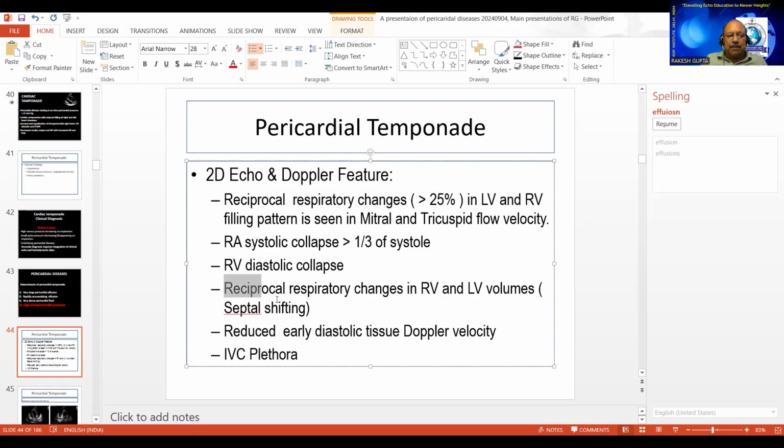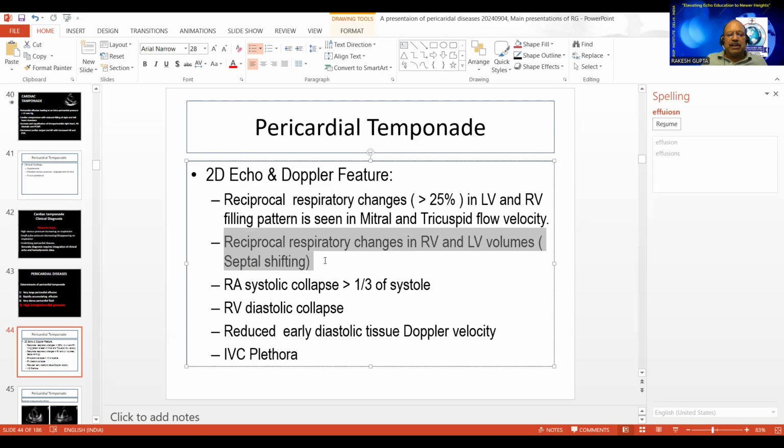Second, when this kind of phenomenon happens in pericardial tamponade, you will find reciprocal respiratory changes in the RV and LV volume, and that's what we call septal shifting or paradoxical septal motion. And this gives rise to RA systolic collapse. Now my word is systolic collapse because RA always collapses during diastole. And if you happen to see RA systolic collapse for more than 1/3 of systole, then we possibly think of pericardial tamponade.